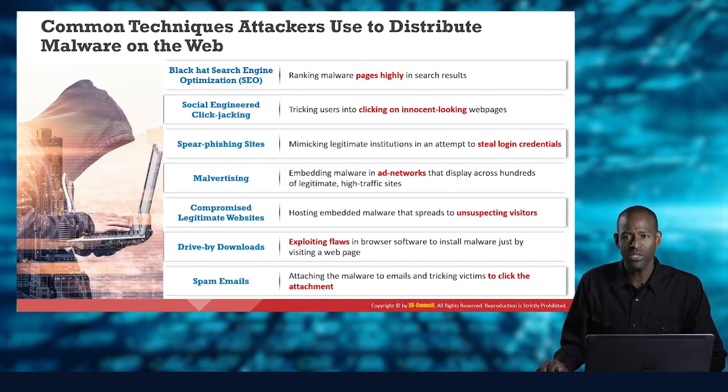And then there's malvertising. This is like black hat SEO, but more general. With malvertising, there's malware embedded in ad networks that goes through hundreds of legitimate looking high traffic sites. One of those links is not like the others. You click on it and you have malware. There are also legitimate websites that can be compromised by scripts and malware embedded, with the purpose of getting to unsuspecting visitors.